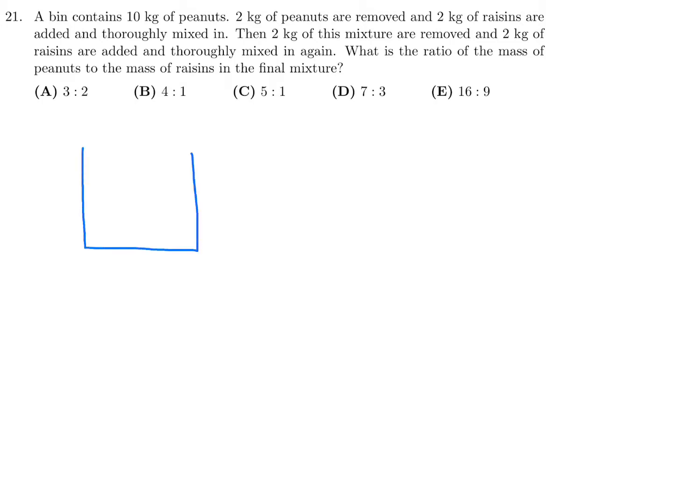So initially, you've got 10 kg of peanuts, right? And then what they do is they remove 2 kg of peanuts, which leaves 8 kg of peanuts, and then they add to that 2 kg of raisins, so 2R now. And the total is 10 kg.